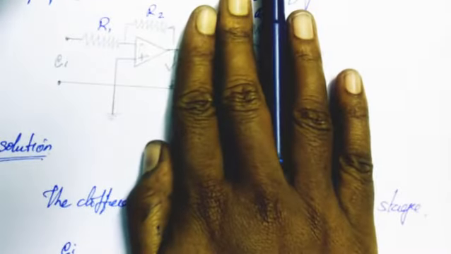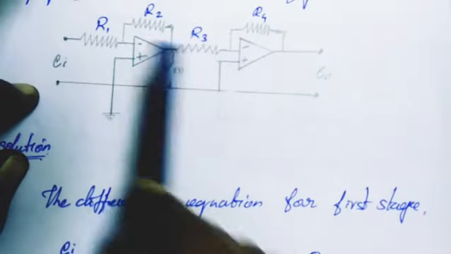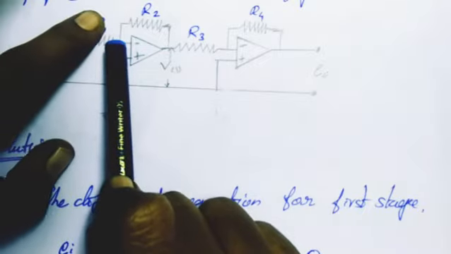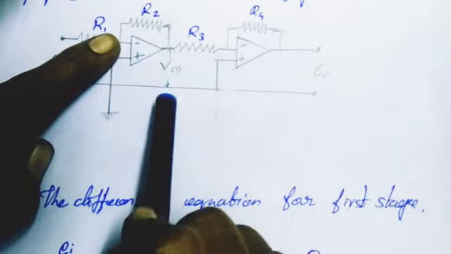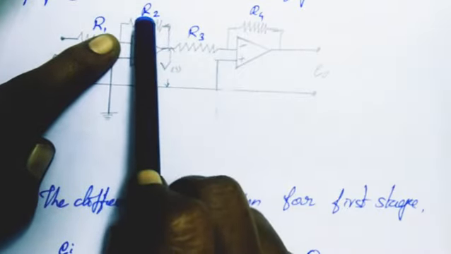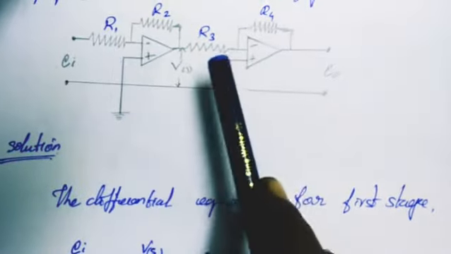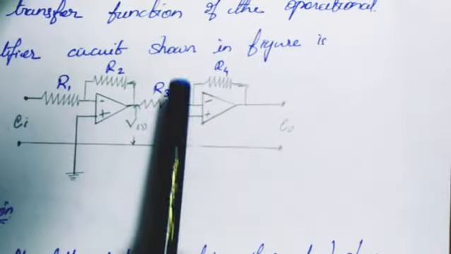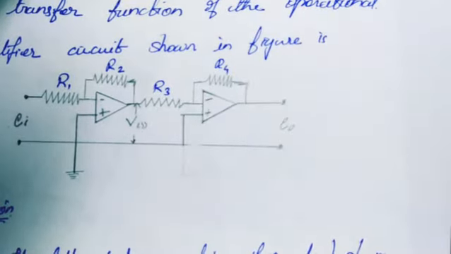This is our first stage. We write the KCL at this node. The summation of current at this point is equal to 0, right? So here E I, the input voltage divided by R1, the input resistance, plus the output voltage V of s divided by R2 will give 0. So E I divided by R1 plus V of s divided by R2 is equal to 0. The differential equation for the second stage is V of s divided by R3 plus E out divided by R4 is equal to 0.